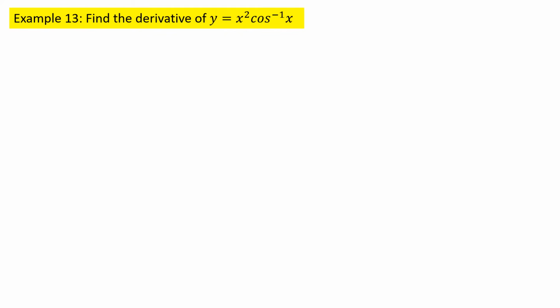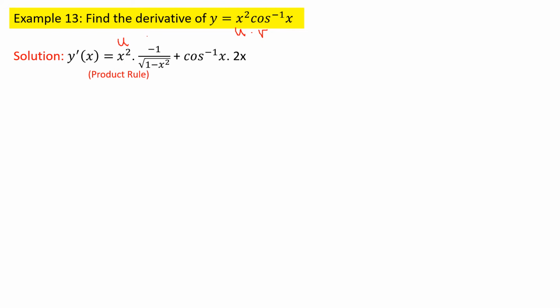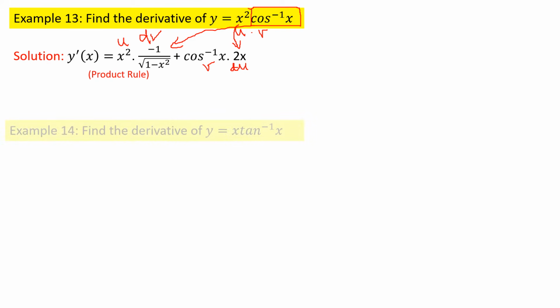Find the derivative of y equal to x power 2 cosine inverse of x. Again, here we will have two functions with the product. So we have to apply product rule. So u dv plus v du. So this is my u and this is derivative of my function v. So a while ago we studied the derivative of cosine inverse of x equal to this one, minus 1 over square root of 1 minus x squared, plus v du. So du means derivative of u. What is derivative of u? The derivative of x power 2 is equal to 2x.